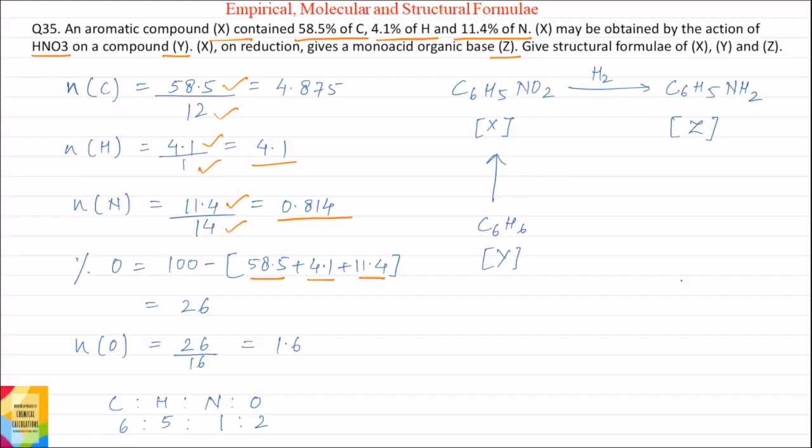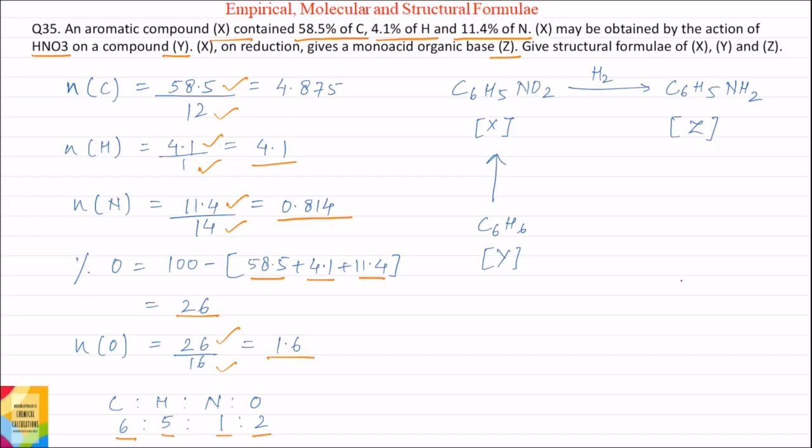So percentage of oxygen is equal to 26. Now moles of oxygen will be percentage of oxygen divided by atomic weight of oxygen, which is equal to 1.6 moles. Now we will divide all of these by 1.6. So the simple ratio of the moles of carbon, hydrogen, nitrogen and oxygen we get is 6:5:1:2.